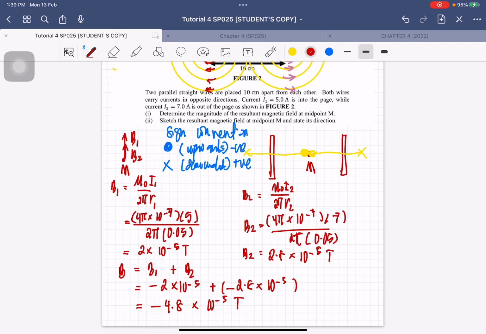Okay, so since this is only in one dimension, so kita akan just tambah lah. Kalau dia ada angle barulah kamu perlu. Tapi supposedly I don't think there will be an angle lah. Oh, tapi this is wanted exam juga kan. Okay, so this is the solution lah untuk the magnitude of the resultant magnetic field at midpoint M. Lepas tu dia minta pula kita lukis the sketch the resultant magnetic field at midpoint M and state its direction.